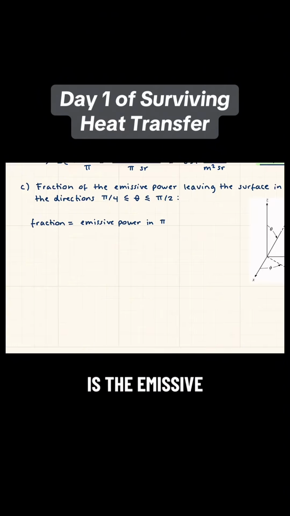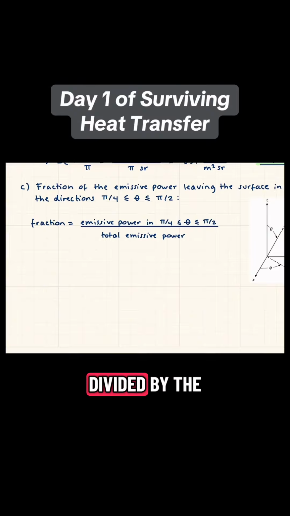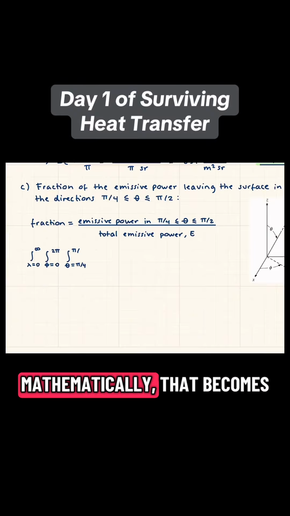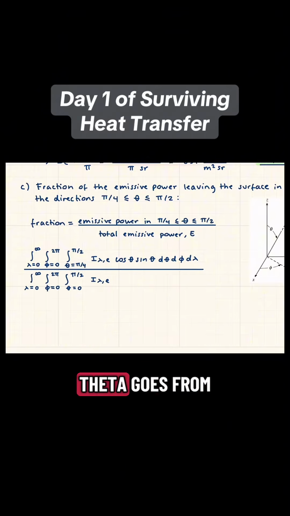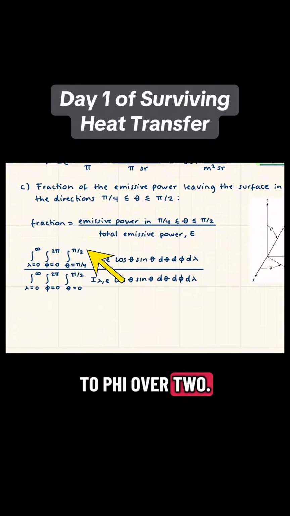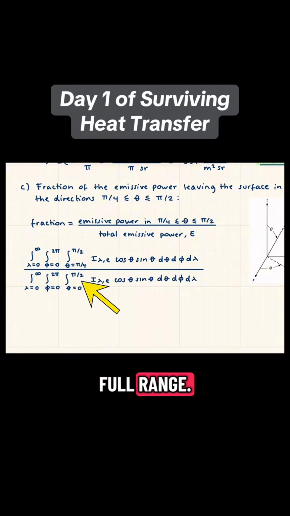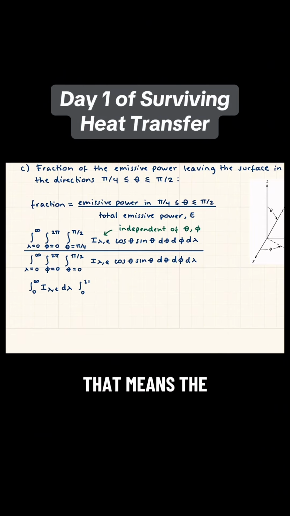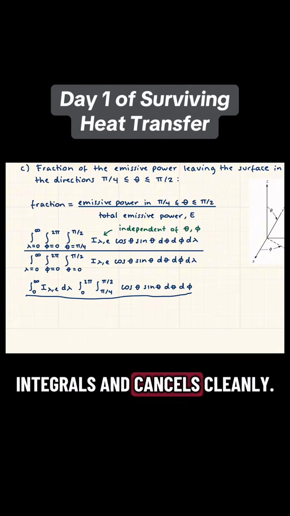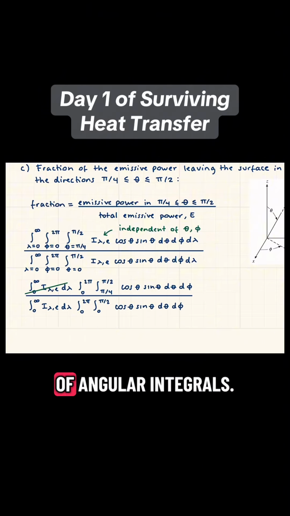So the fraction is the emissive power in that angular band, divided by the total emissive power. Mathematically, that becomes a triple integral over wavelength, phi, and theta. In the numerator, theta goes from pi over 4 to pi over 2. In the denominator, theta goes its full range. But because it's a diffuse surface, the intensity doesn't depend on direction. That means the intensity term factors out of both integrals and cancels cleanly. What's left is just a ratio of angular integrals.